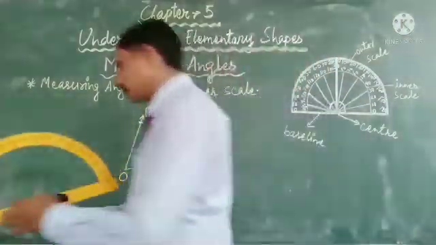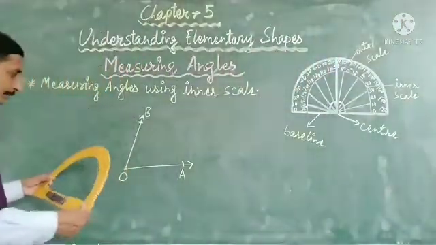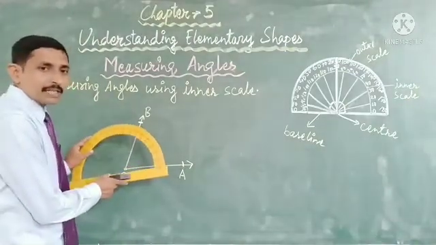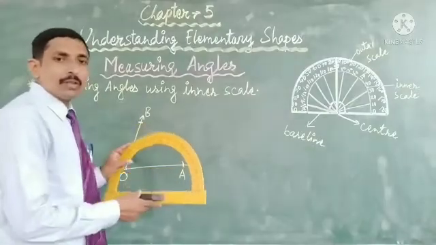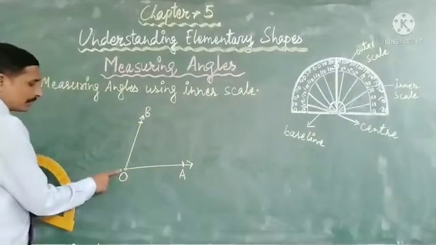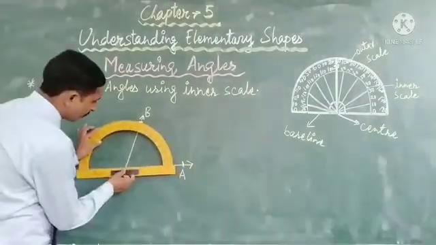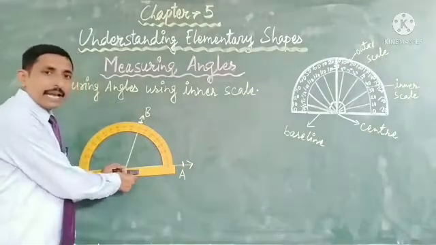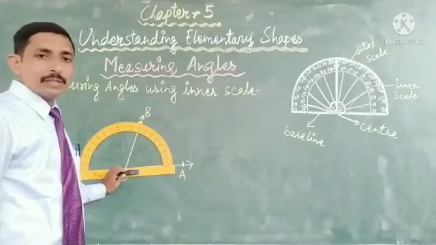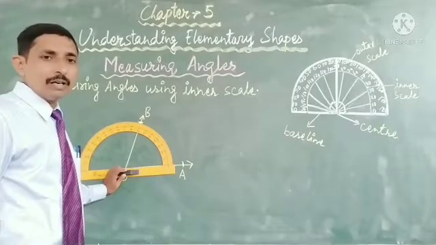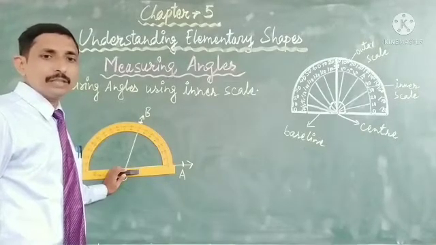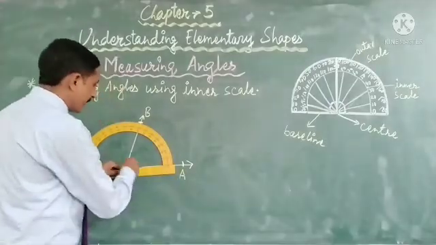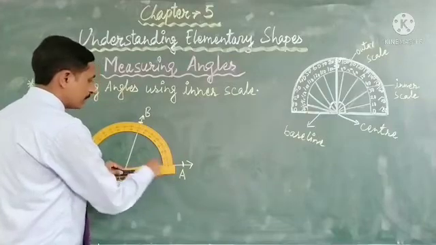So what we have to do? We have to place the protractor. Place the center of the protractor on the vertex O. You see the vertex is O. We have to place the protractor here, on angle AOB, such that the baseline of the protractor coincides with the arm OA. This is the baseline.